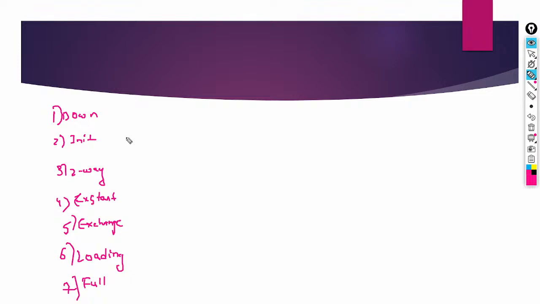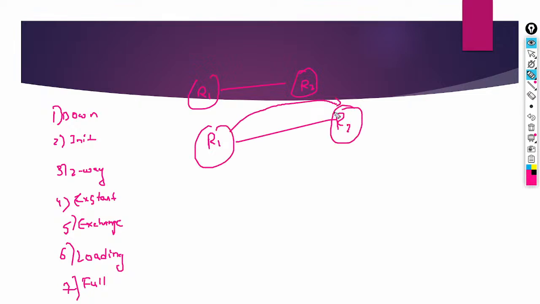So what do they do? The down state means the OSPF process has not yet been started. Routers are in the down state. That does not mean the router is not started. The router is started, but OSPF is not yet started. In the init state, what happens? R1 will send the first hello packet to R2. In it, it will include its own router ID. Just understand, a router ID is a unique identification number given to each and every router. Let's say R1's router ID is 1.1.1.1 and R2's router ID is 2.2.2.2. This is the init state where the hello packet has been initiated from one router.